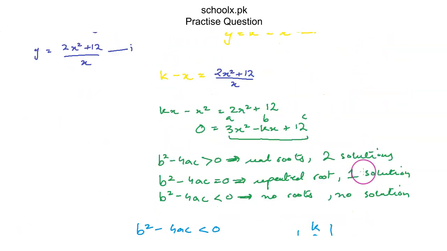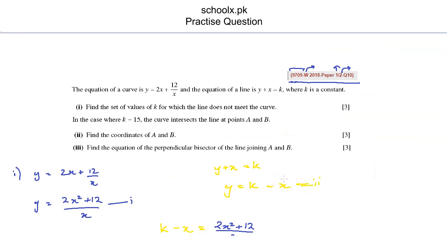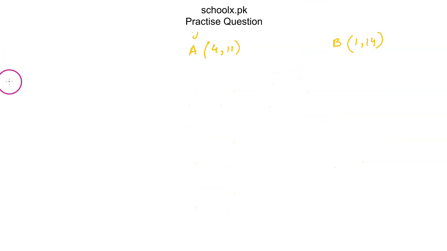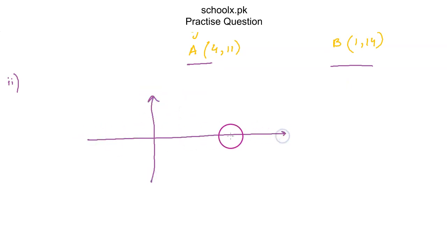Now in the third part, it says find the equation of the perpendicular bisector of the line joining A and B. Part 3. So they're asking us to find the equation of the perpendicular bisector, which is the bisector of the line joining A and B. So let's draw a rough sketch. Let's say A is right here, 4, 11, and B is 1, 14.